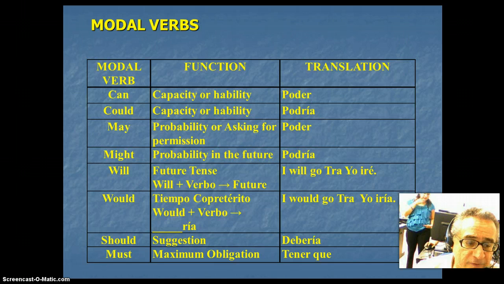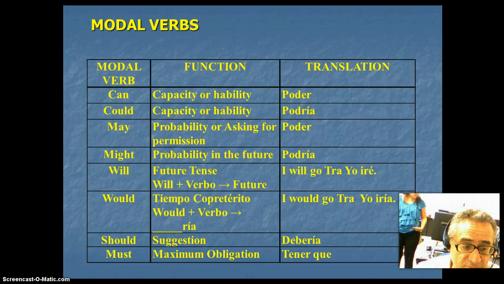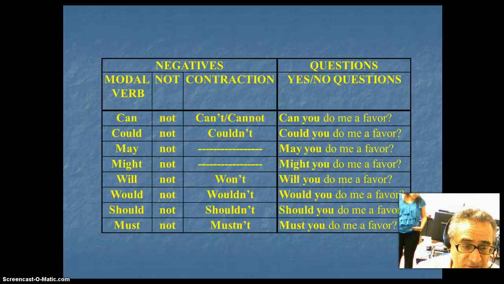Talking about modal verbs, you know that can is talking about capacity or ability. Could is also capacity or ability. May, you use it for probability or asking for permission. Might is probability in the future. Will is future tense. Would is what we call in Spanish tiempo pretérito. Should is for suggestions. And must is maximum obligation. These are the different forms. Some of them have a contraction; some of them, like may and might, don't have any contraction.